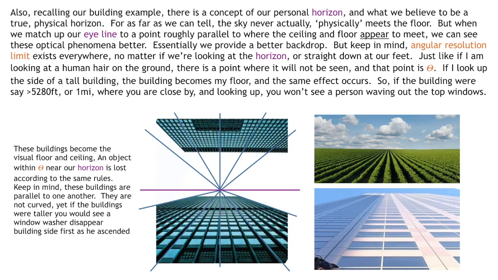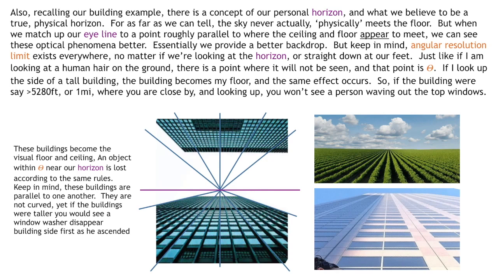But keep in mind, the angular resolution limit exists everywhere, no matter if we're looking at the horizon or straight down at our feet. Just like if I am looking at a human hair on the ground, there is a point where it will not be seen, and that point is theta. If I look up the side of a tall building, the building becomes my floor, and the same effect occurs. So if the building were, say, greater than 5,280 feet, or 1 mile up, where you are close by and looking up, you won't see a person waving out the top windows at 1 mile. Recall that we lost 2 feet at that point. So keep that in mind.